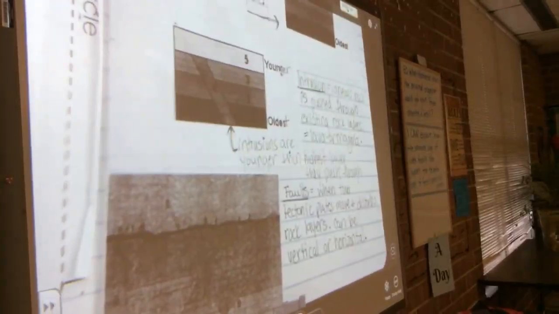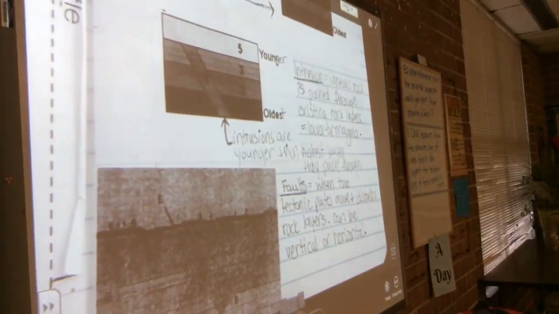All right, last one. And my pictures are a little darker than yours. A little. So, the last one is faults. When I tell you about faults in the earth, what do you think of? If I say fault lines. Wrong kind.